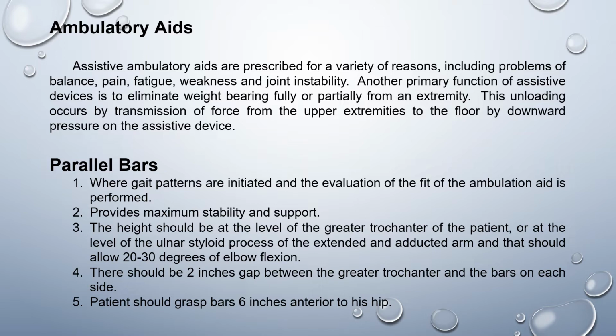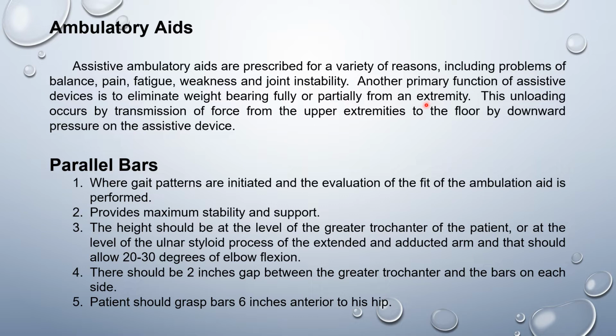Okay. Then, ambulatory aids. So, your ambulatory aids are considered as assistive devices which are prescribed for a variety of reasons. Okay, what are the reasons ambulatory aids are prescribed? This includes problems of balance, pain, fatigue, weakness, and joint instability.